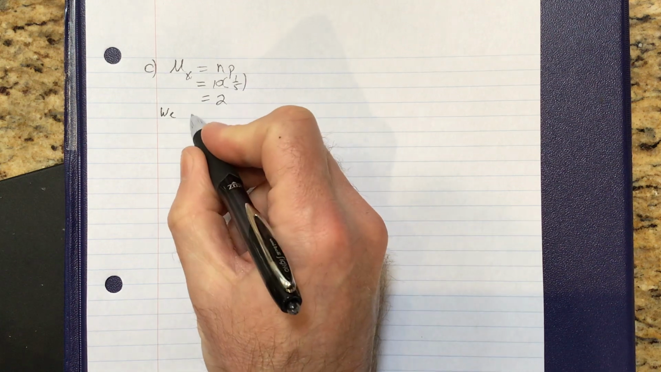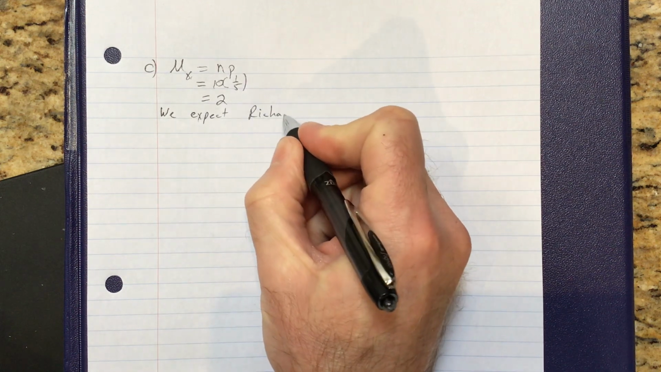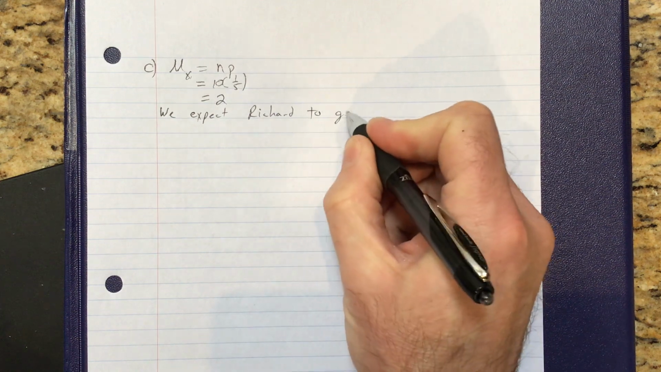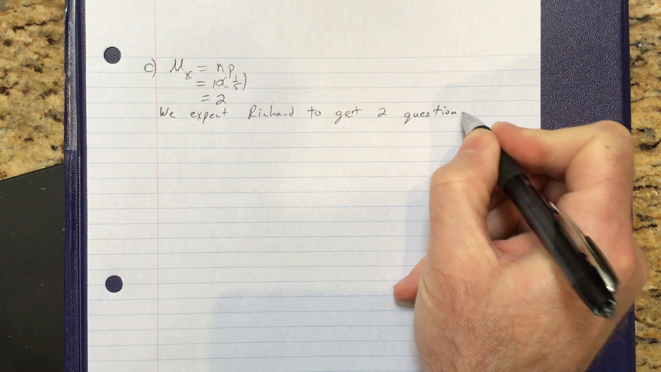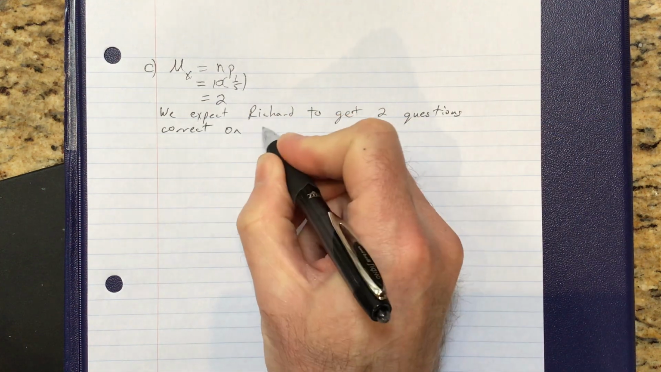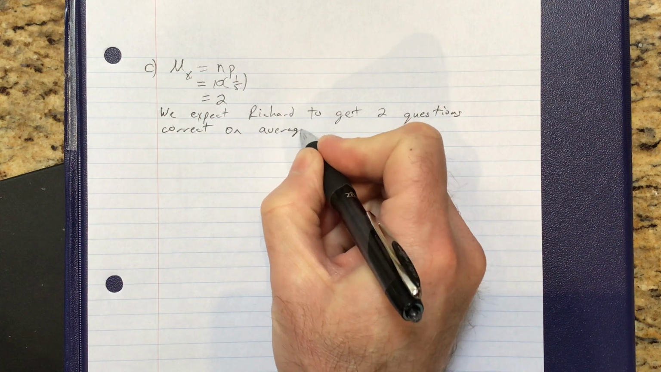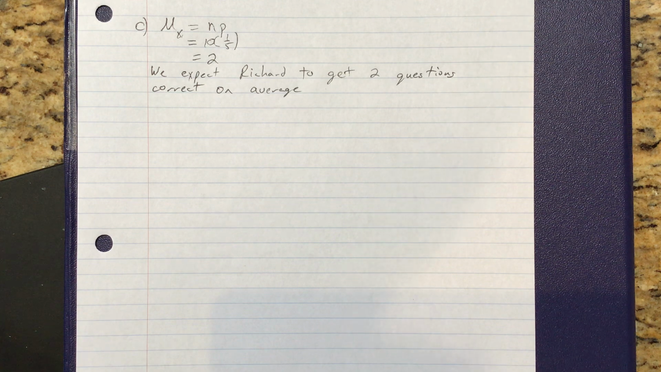We expect Richard to get 2 questions correct on average, right? This is, again, expected value. It's an average, right? Many, many, many times he won't get 2, but he will average 2.